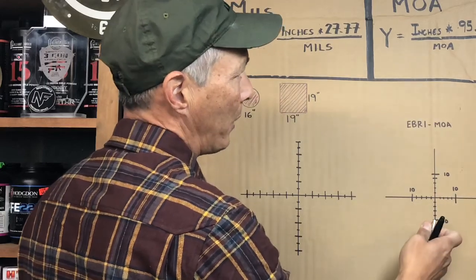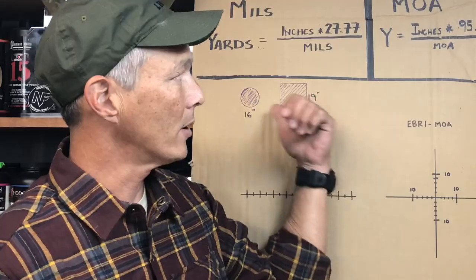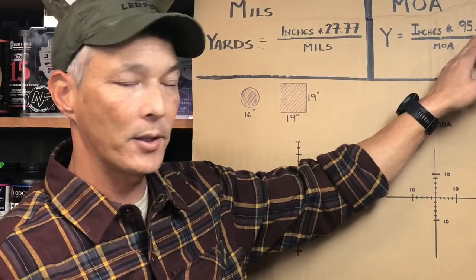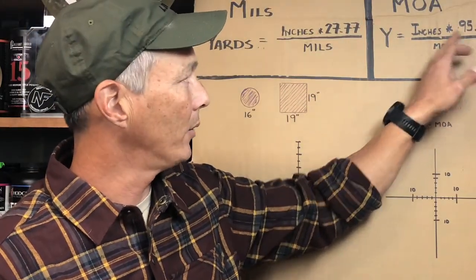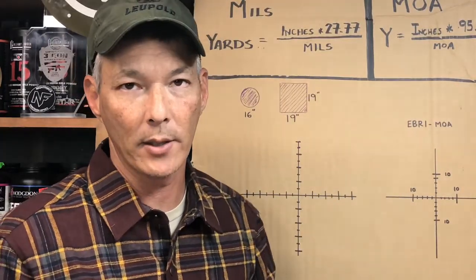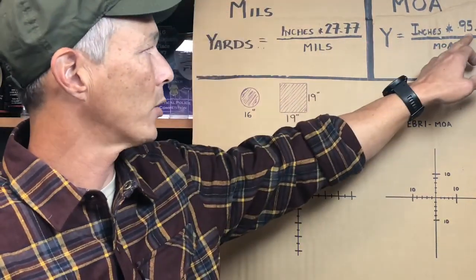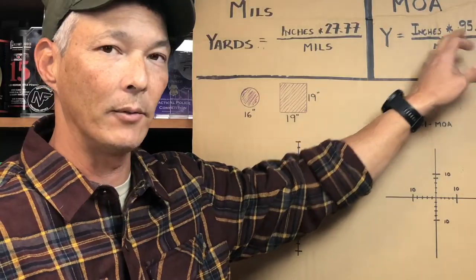So if we have an MOA-based reticle, we're going to use this formula to determine the yardage. You're going to take the inches, 16, times the constant, 95.5, divided by MOA, which in this case is 10 MOAs. So the distance based on this is actually going to be 152 yards. Just remember your constants, 27.7, 95.5. Now this is to solve in yards. For those of you that want metric, I'm going to expand on that for just a few minutes, and we will continue.